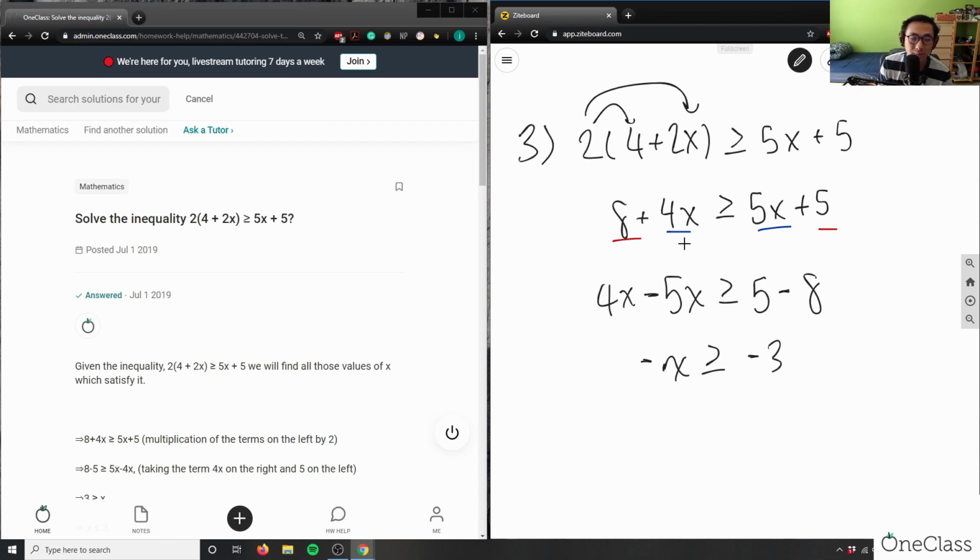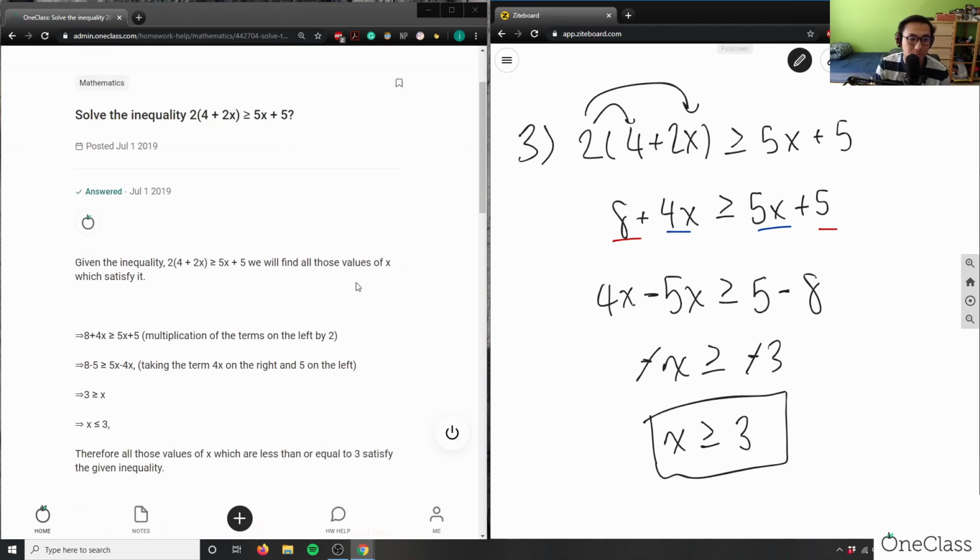I can simply just divide both sides by negative 1, so these negatives cancel out. I get x here is greater or equal to positive 3, and this here is my solution for my inequality. So this here is correct. Again, what they did was they did distributive property as well. They have 8 plus 4x, which is good, is greater or equal to 5x plus 5.